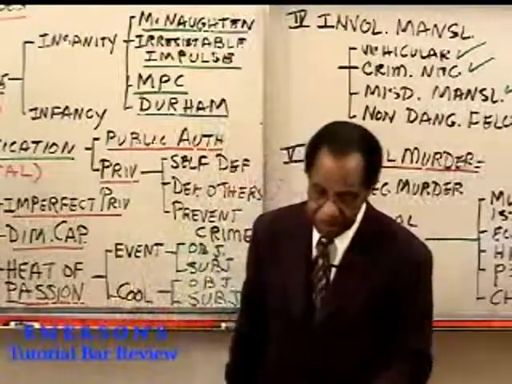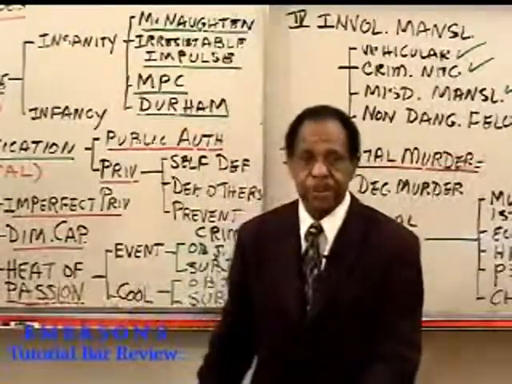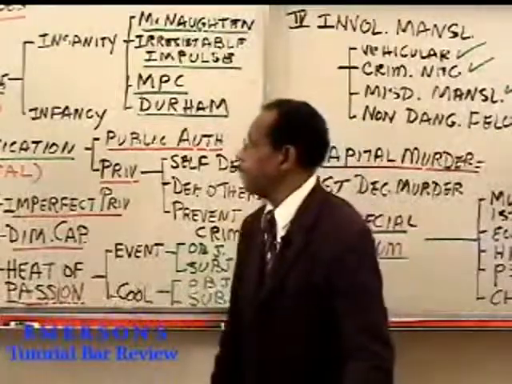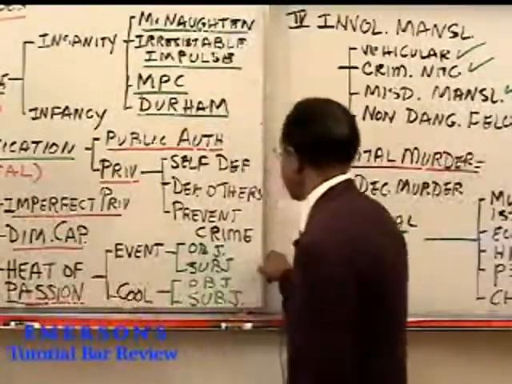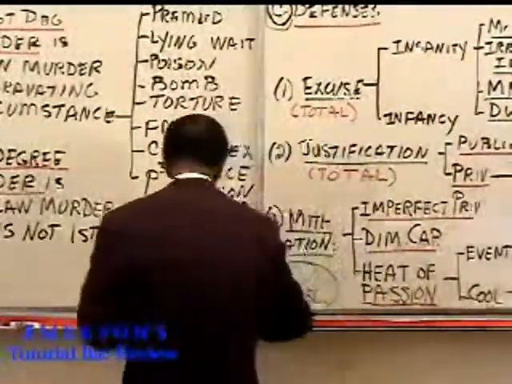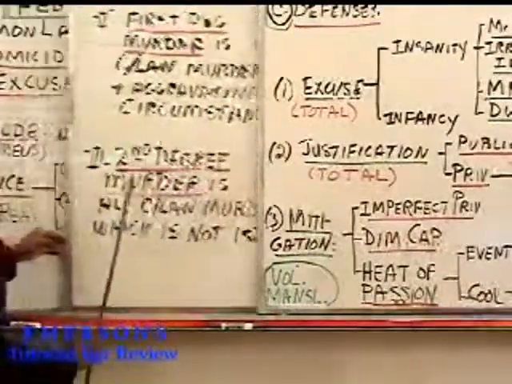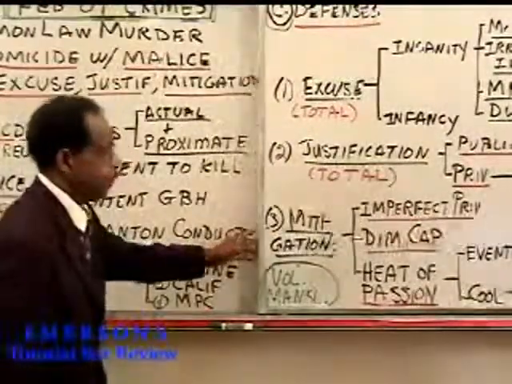Now, in this problem, we are asked, can the jury properly find Dan guilty of first-degree murder? Well, we start with common law murder and say, can the jury find him guilty of common law murder? And if the jury can, so can the jury find Dan guilty of common law murder?